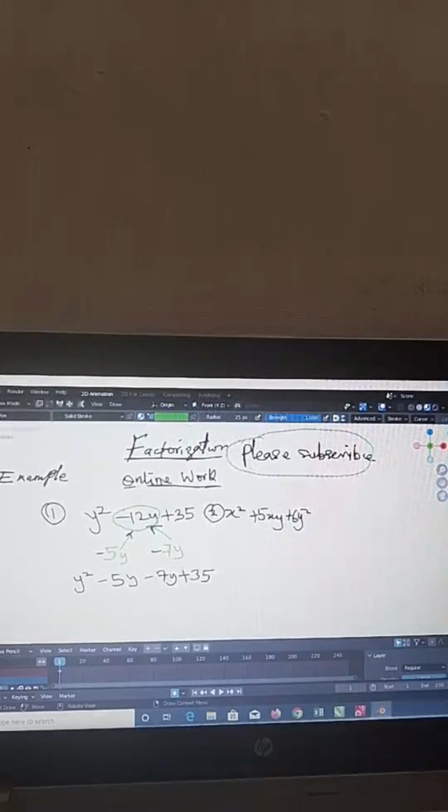So then I'll factorize here. What is common? y is common in bracket, y minus 5. Then what is common here? Minus 7 is common. The same thing here also goes, y minus 5. So what is common? y minus 5. What is left? y minus 7. That does it. This is our answer.